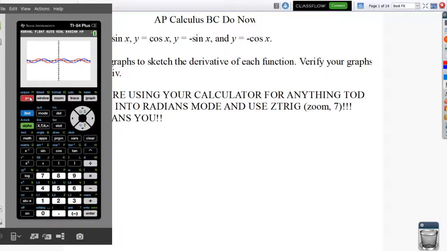You could do the same thing for cosine, just to see that we were right about those. We got cosine of x, so graphing it. Cosine's now blue. And look, that's a negative sine.